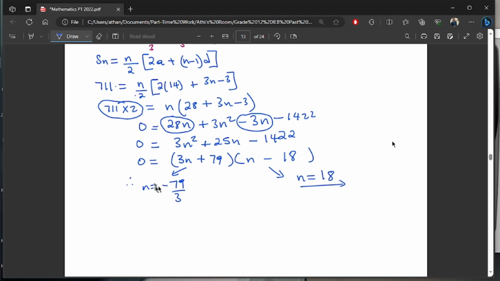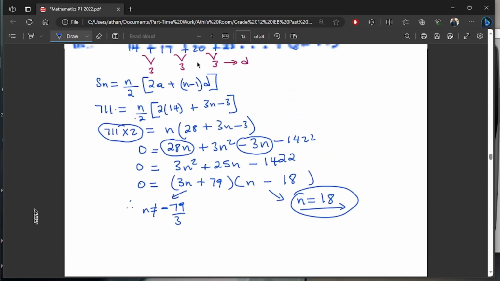Now, the number of terms can't be negative, guys, because you have terms there. It's like when you're counting things that you can see. You can't say you can see negative things. So we are not going to go for this answer. Instead, the 18 terms. Remember what we are trying to get here. We're trying to get the value of x.